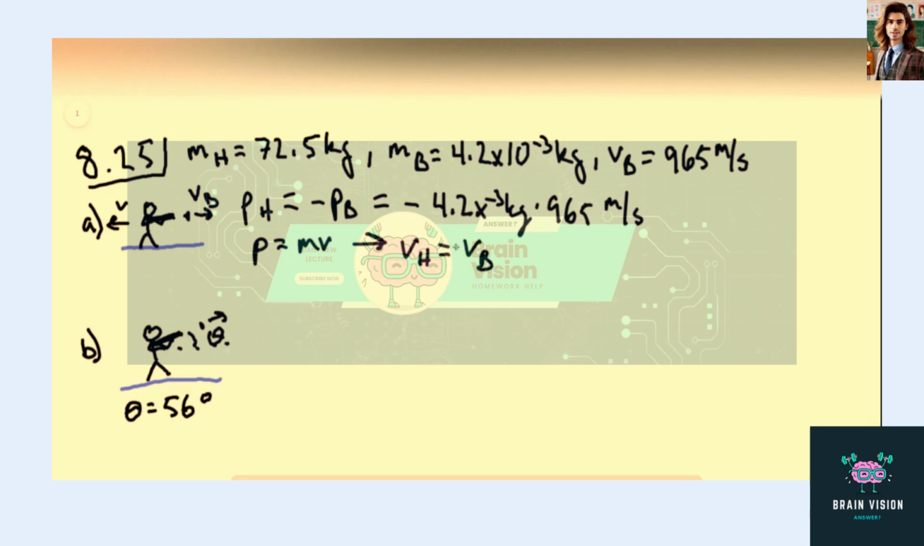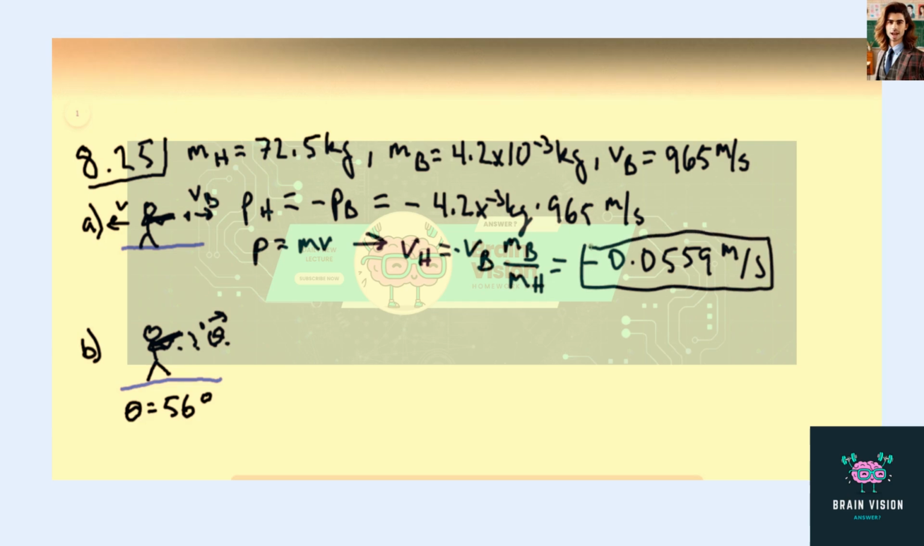So solving for the hunter's velocity, we have negative v_b times the ratio of their masses. And then this works out to be 0.559 meters per second. So if he is using the recoil from his gun to get around the lake, he's not getting anywhere very fast. But I digress.